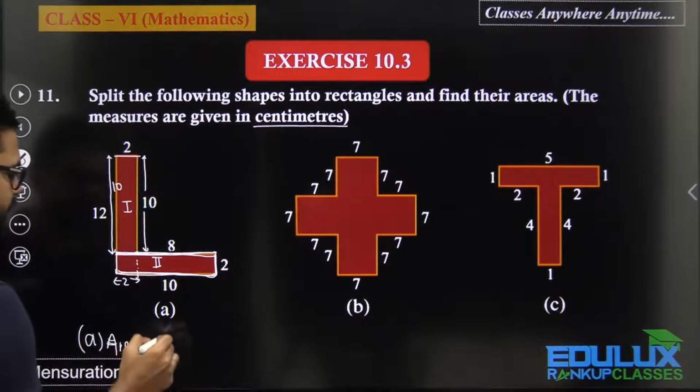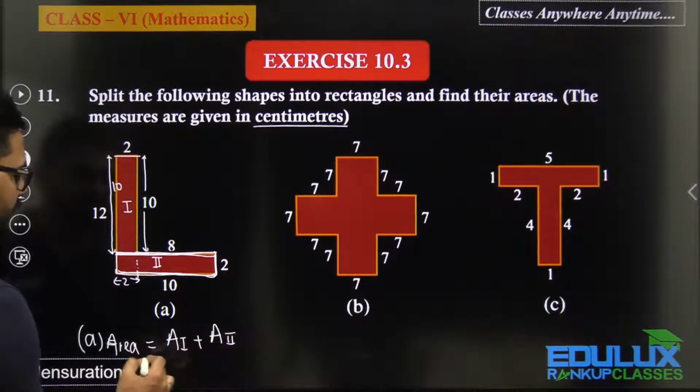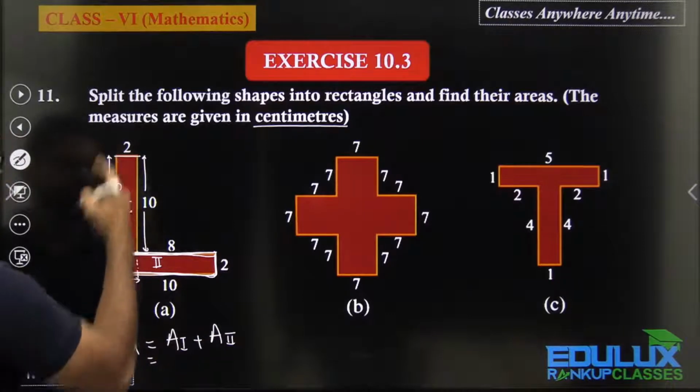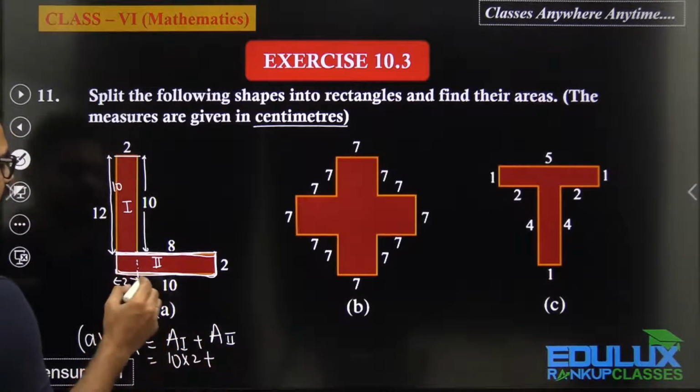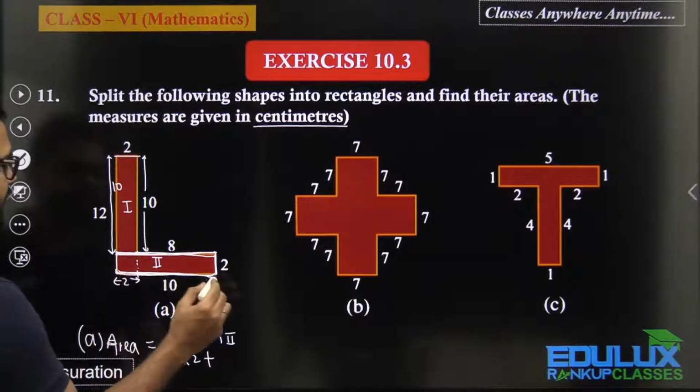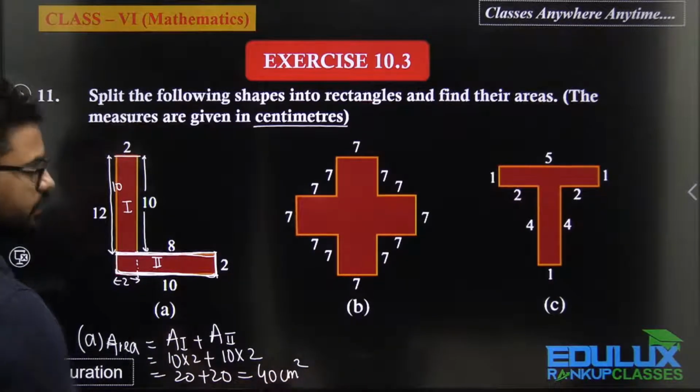So for first आप लिख सकते हैं area is equal to area of first rectangle plus area of second rectangle, and the area of first rectangle will be 10 times 2, length into breadth, right, plus area of second will be how much? This length is given as 10 and this length is given as 2. So this is again 10 times 2, and it will be how much? 20 plus 20, that is equal to 40 centimeters square.